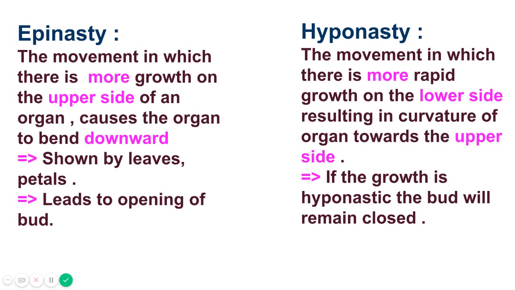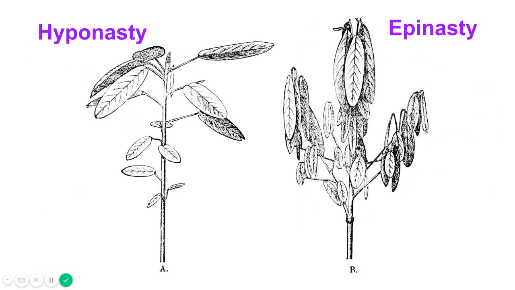Epinasty is shown by leaves and petals and leads to the opening of bud, whereas if the growth is hyponastic, the bud will remain closed. As shown diagrammatically, on the left side you can see that it is hyponasty, and on the right side, it is epinasty. The leaves are downwards, more growth is on the upper side. In the case of hyponasty, more growth is on the lower side.